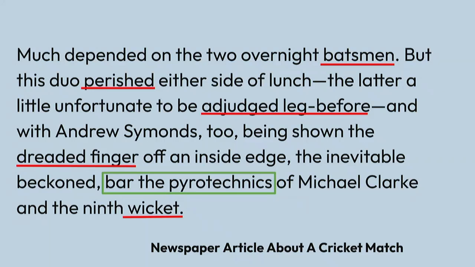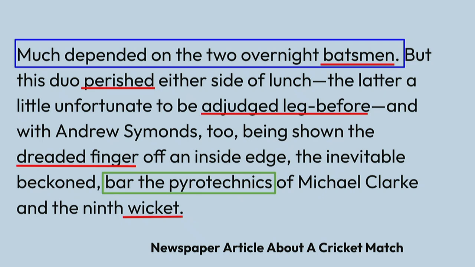And then this one is the kicker. This is something new for us in Carmel Clay Schools. We've really not spent a lot of time working on it, but it's been a game changer as we start to work with kids on this, and that is syntax. So look at this first sentence: "Much depended on the two overnight batsmen." This is a really unique sentence structure. You don't normally see "much" as a subject and "depended on" as a verb. This structure is very unusual.